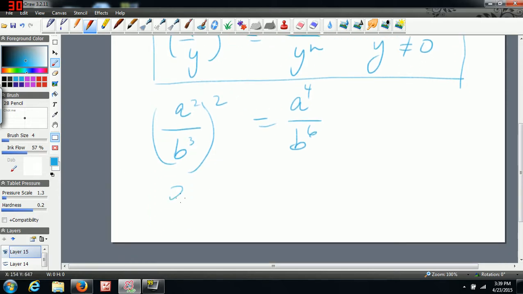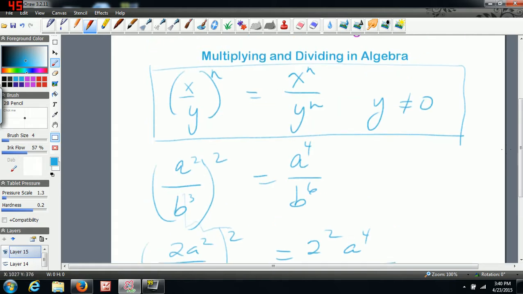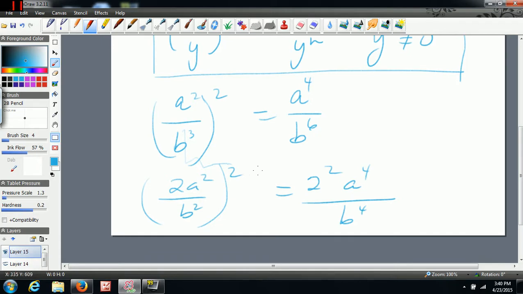If I had a number, say I had 2a over b, let's put 2's here, and it was raised to the 2, that 2 would even apply to this, so it would become 2 to the power of 1, so it would become 2 to the 2, a to the 4, b to the 4, so it applies to everything. Sorry about that. It would apply to everything in here and here. Okay, so that would become 4a to the 4 over b to the 4. And then we can't really simplify this because a and b are different, but if they were the same, we could have simplified further.